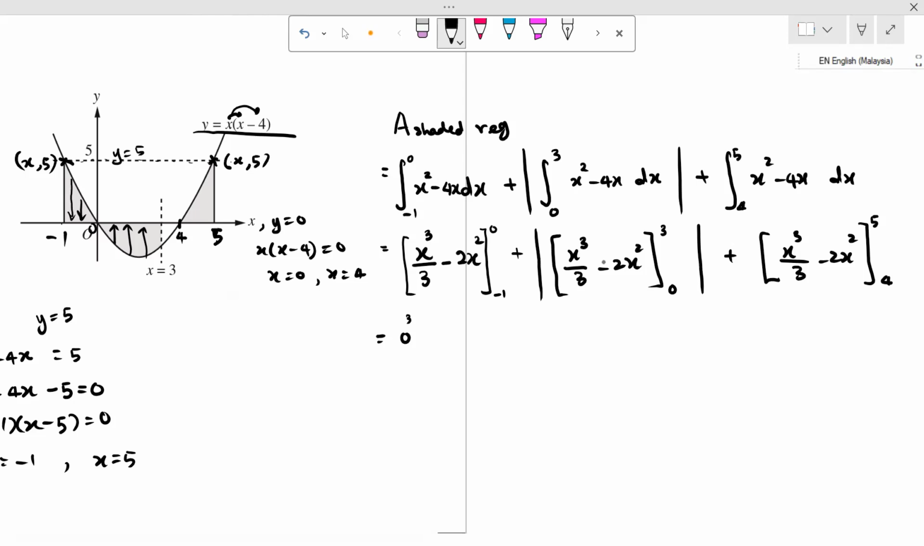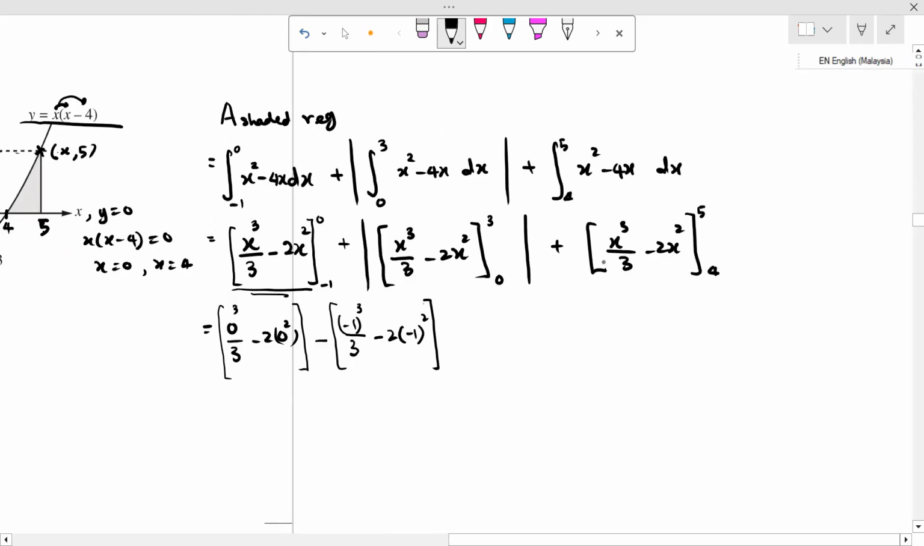0 to the power of 3 over 3 minus 2 times 0 squared, minus the lower boundary. So -1 to the power of 3 over 3 minus 2 times -1 squared. So you got to use the square bracket, yeah? Now this is for the first part. This one tests your patience. Really tests your patience. Okay?